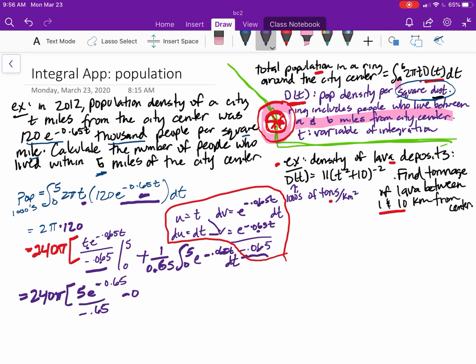So that's good there. And now we have plus 1 over 0.65 e to the negative 0.65, that decimal again is wrong, over negative 0.65 from 0 to 5. Now, no matter how you look at this thing, it's ugly, right? We're going to need a calculator.